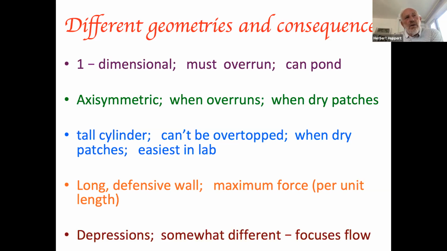Then we'll consider what the influence of a long defensive wall is, and we'll look at the force on the wall, because you want to build the wall so it's strong enough to resist the lava flow. And then I'll tell you something about depressions, which is the work of Jack Saville that we're just doing now. They're somewhat different, and they focus the flows. These are nonlinear flows, and so a negative topography is not just the same as a positive topography, only with a different sign. It's really quite different.